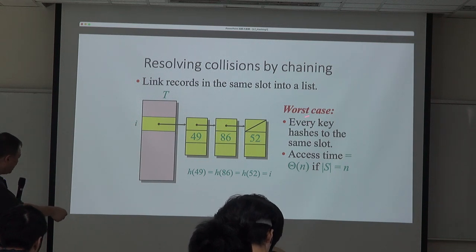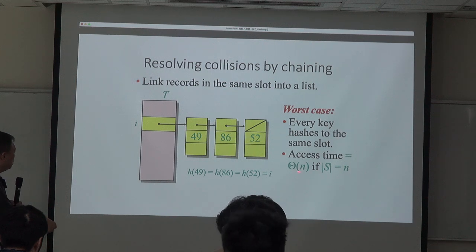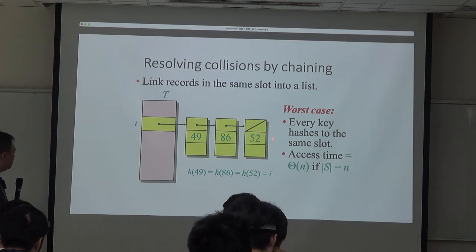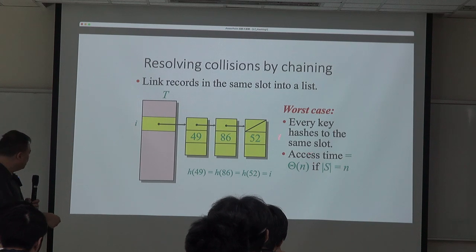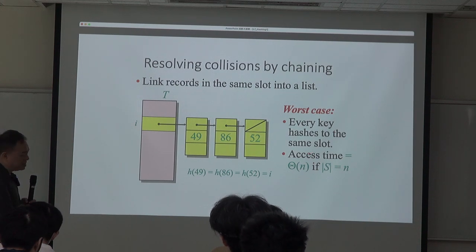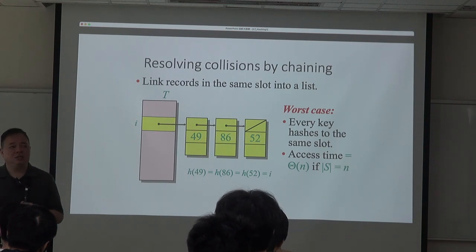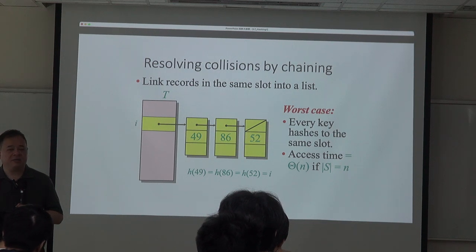If that happens, the access time will be linear in the number of records, because you need to travel to the end of the linked list to insert one record. Of course, because it's a linked list, you could play smart. For example, for the insertion, you could insert at the beginning. So the insertion can be done in constant time, because you can insert it there.